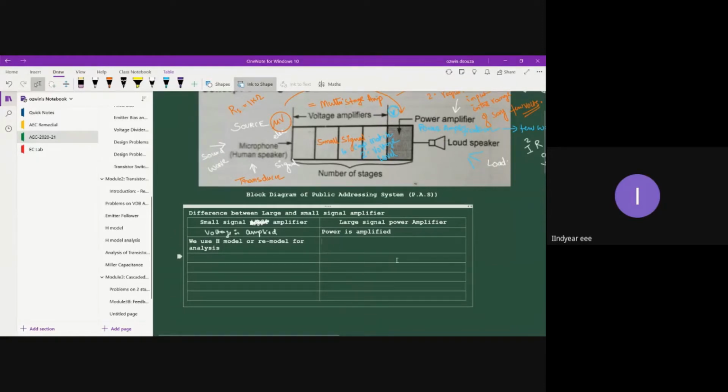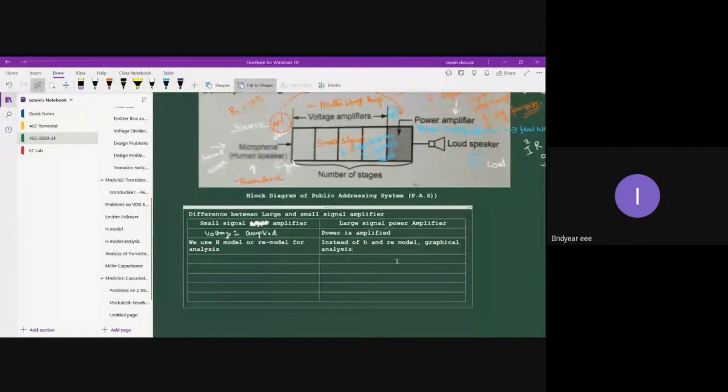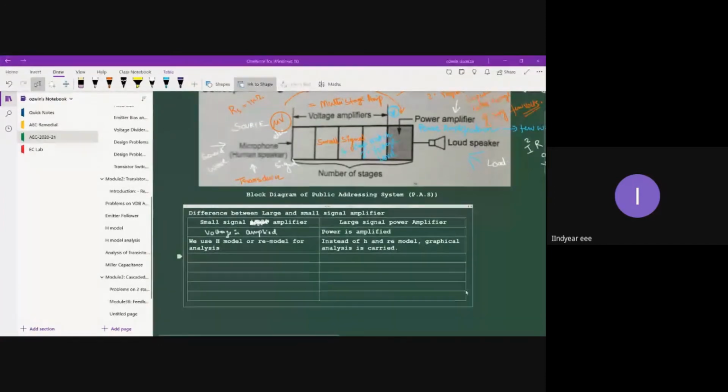On the other hand, for a large signal power amplifier, since you're not going to amplify the voltage level, you cannot use H model or RE model. So instead we go for graphical type of analysis. So instead of H and RE model, graphical analysis is carried out basically. Graphical analysis is carried out. So that's the second difference.